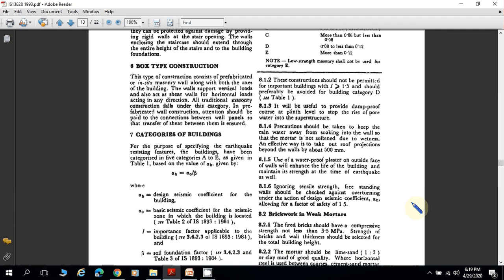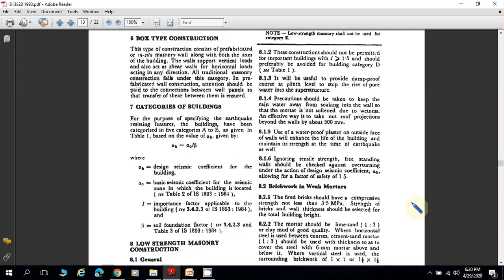Buildings with an importance factor value I greater than 1.5 should be avoided for building category D, and it will be useful to provide a damp proof course at plinth level to stop water and pore water pressure into the superstructure. So the plinth damp proof course DPC is also provided at plinth level to stop the rise of pore water into the superstructure.